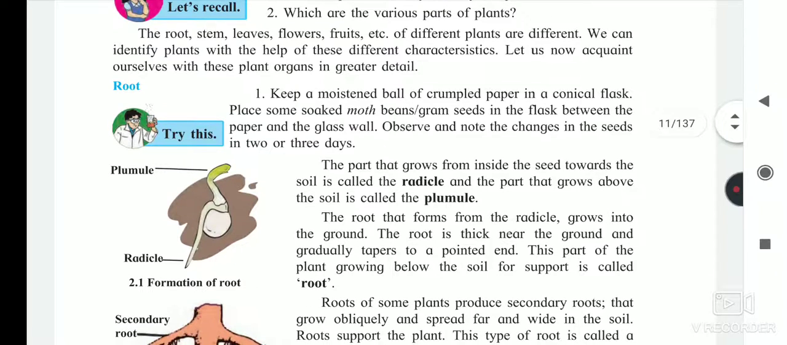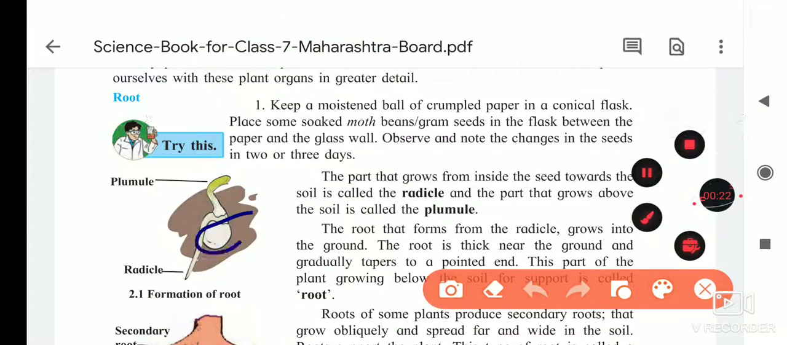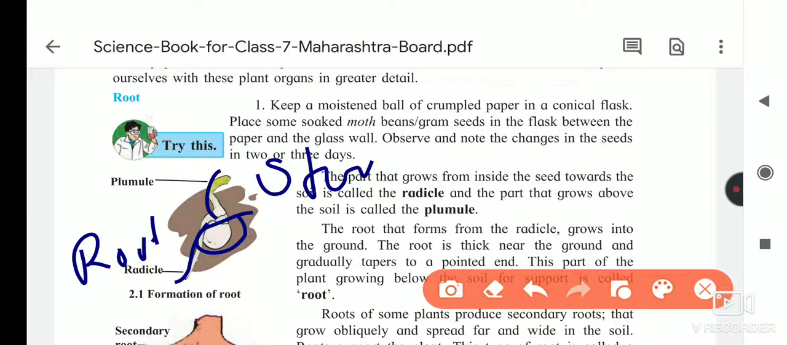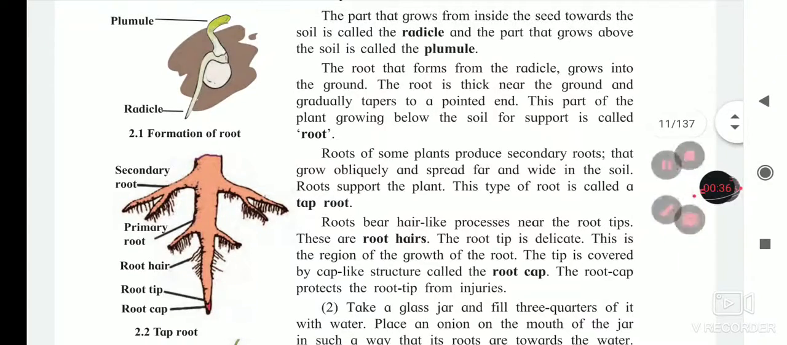So we saw the roots and what is inside. We saw that when the seed sprouts, it shows the plumule and the radicle. The radicle grows into the root and the plumule grows into the shoot or the stem. Afterwards we saw the types of root.